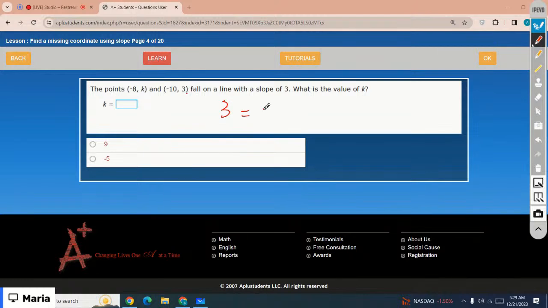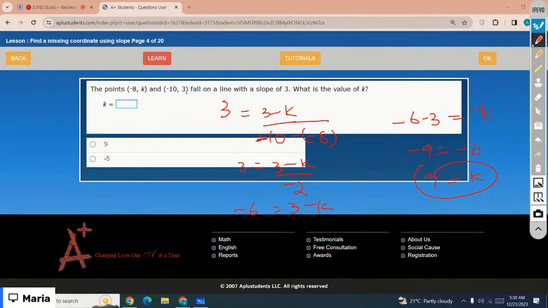This is y2 minus y1, 3 minus k, over x2 minus x1, negative 10 minus negative 8, right? So that would be 3 equals 3 minus k over negative 10 plus 8, which is negative 2, right? So just multiply negative 2 on both sides, so that would be negative 6 equals 3 minus k. Move 3 to the other side, so negative 6 minus 3 equals negative k. That would be negative 9 equals negative k, so k equals 9. That means the missing value is k equals 9.